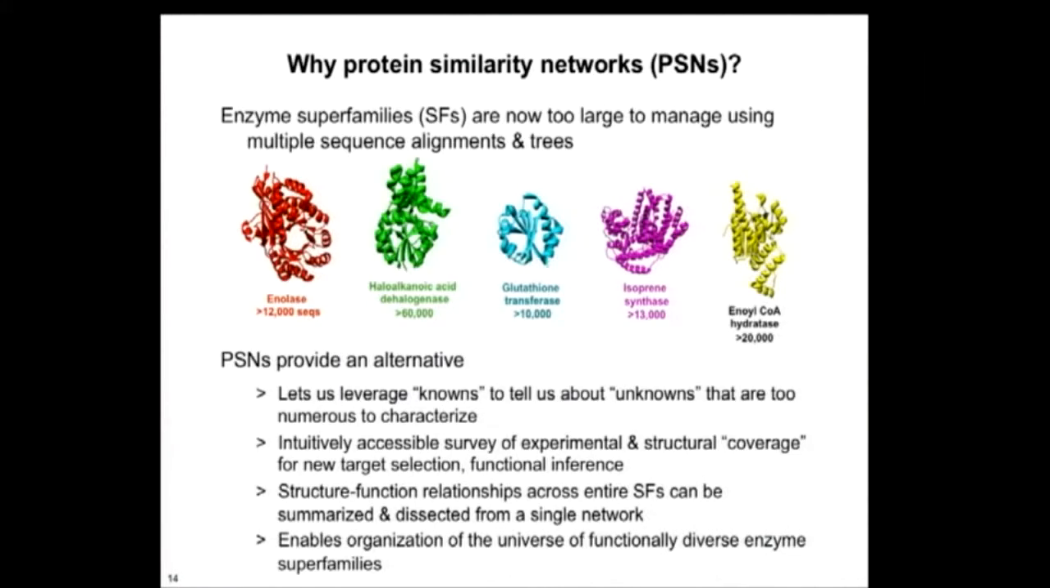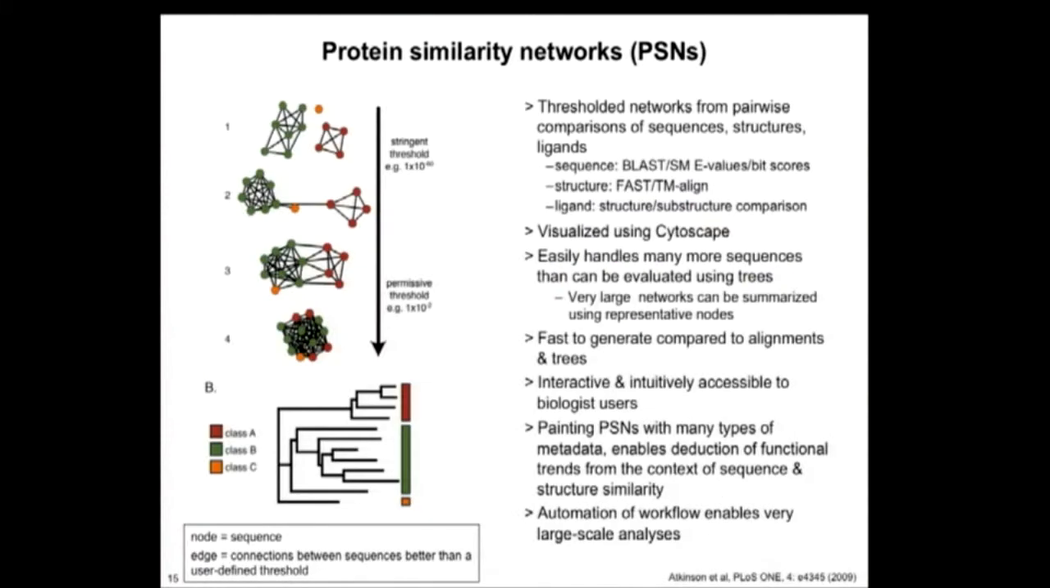So why protein similarity networks? We came to this because the superfamilies we're working with initially are way too large for us to manage using multiple sequence alignments and trees. So we're talking about 60,000 sequences in this superfamily, maybe only 12,000 in these two, but that's a lot of sequences. Kinases, we have over 100,000 protein kinase sequences. Proteins of the thyroid auxin fold class, again, about 100,000 sequences. And that's just the ones in GenBank. It's not all of the ones in the metagenomic projects.